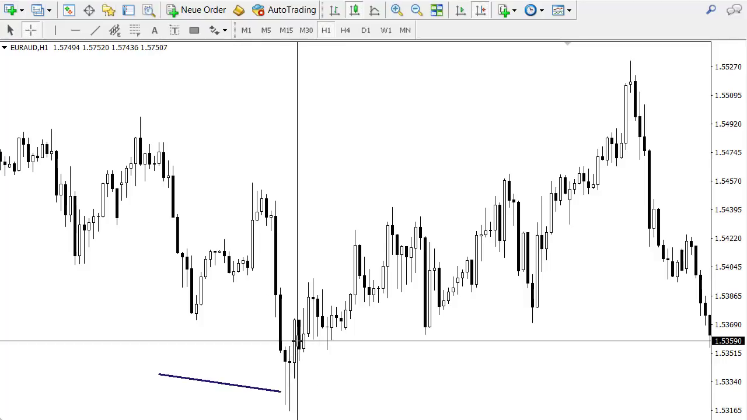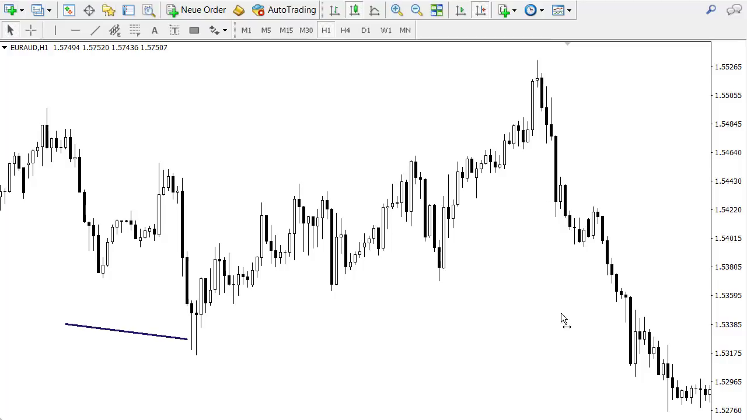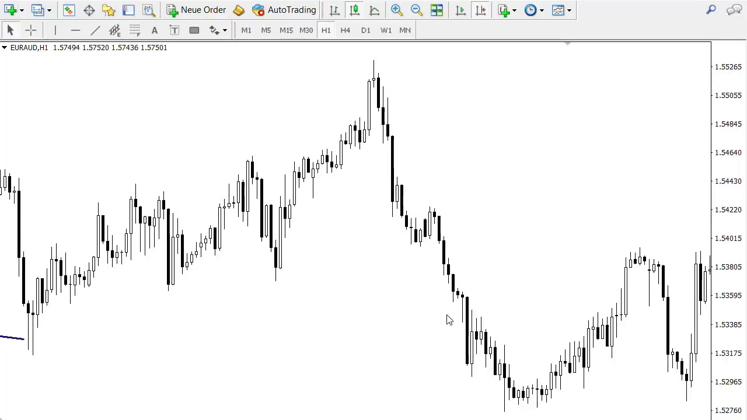But you can see here afterwards the price broke the candle and broke the pin bar quite significantly, and then we started this strong uptrend. So that's a very nice signal where we have a double pin bar.